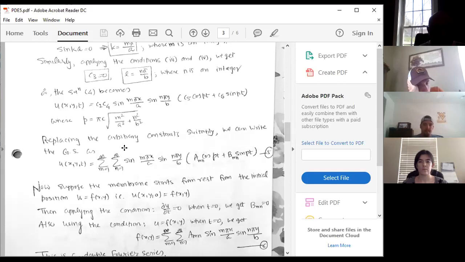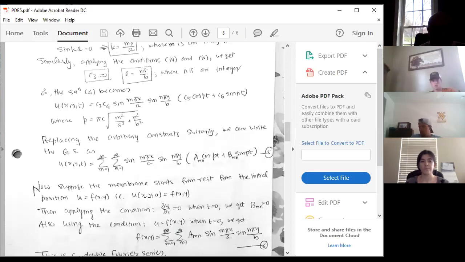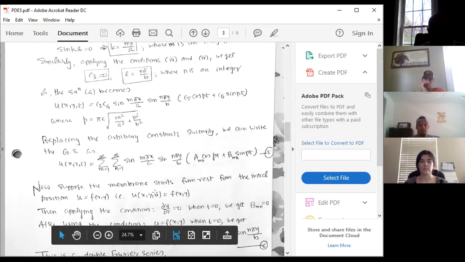Look here. Suppose the membrane starts from rest from the initial position. Previously my t was constant, and I made the changes with x and y, because x and y are completely independent, and that's why that was called the boundary condition. I did not change my t. Now I'm going to change my t, and my x and y remain the same. That's why it is called the initial condition.